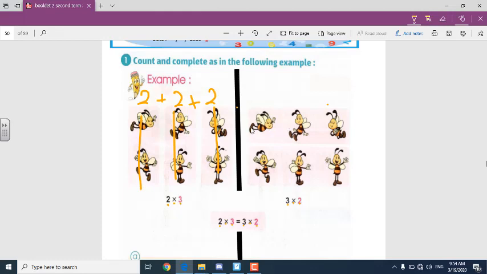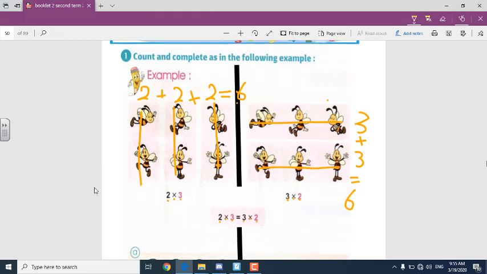And here I have 1, 2 columns. Each column has 3 peas. So 3 repeated how many times? 2 times. 3 repeated 2 times. Okay, here 3 plus 3 equals, yes, 6. And here 2 plus 2 plus 2 equals also 6. So 2 times 3 equals to 3 times 2. This is the commutative property.